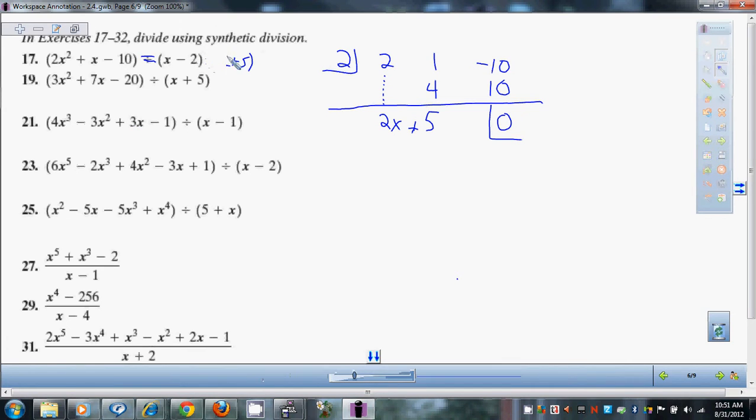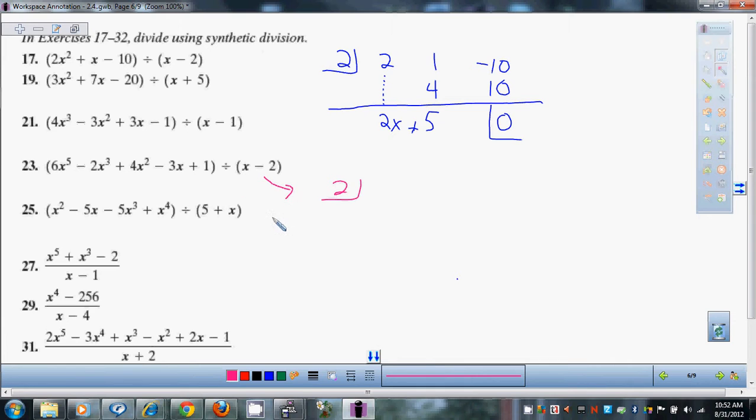Whatever you're dividing by, whatever makes that 0 goes in the box. So, for instance, on number 23, what's going to go in the box? 2. Another way to remember it, please stop using the markers. If you minus, it'll be positive. If you plus, it'll be negative. Okay, 2.